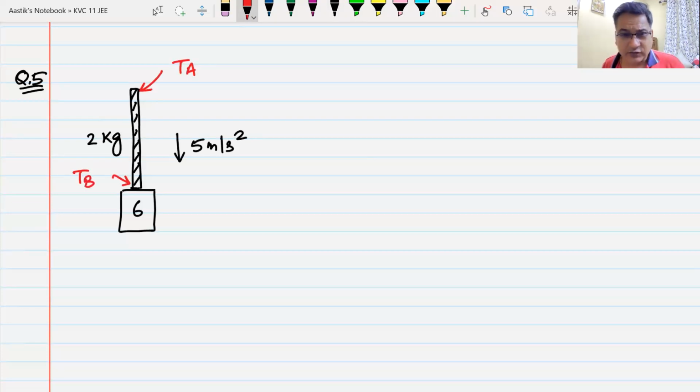Now remember, as soon as your string starts to have mass, the tension at different points of the string would be different. Do we understand this? If the string has mass, the tension at different points of the string would be different. Here is the question where the string has mass. Now it is over to you to tell me the answer.